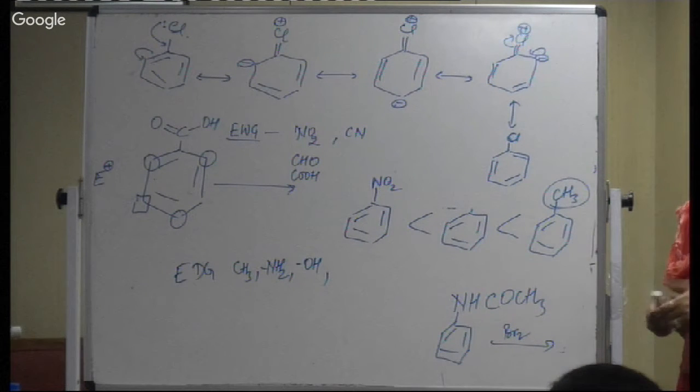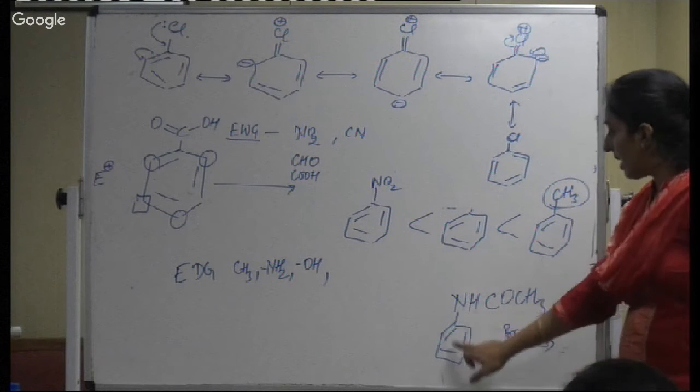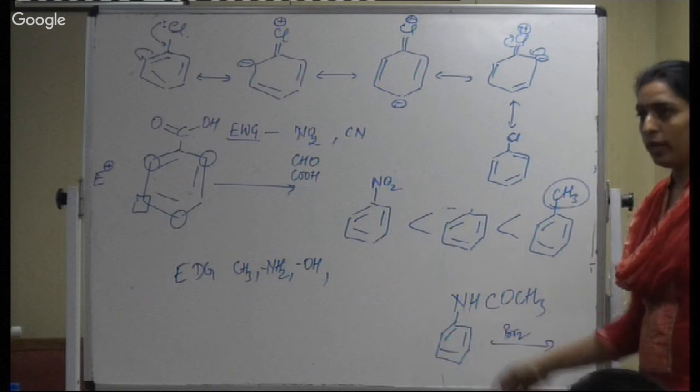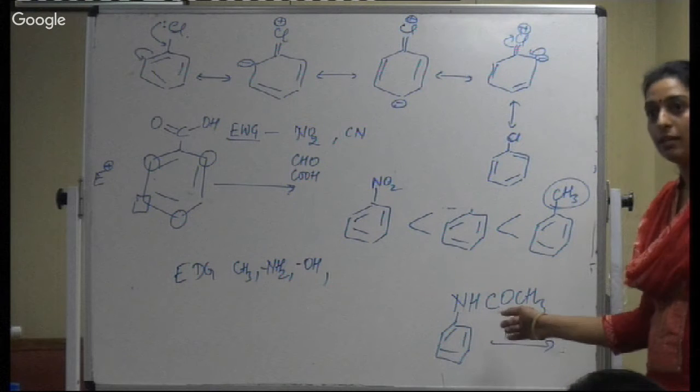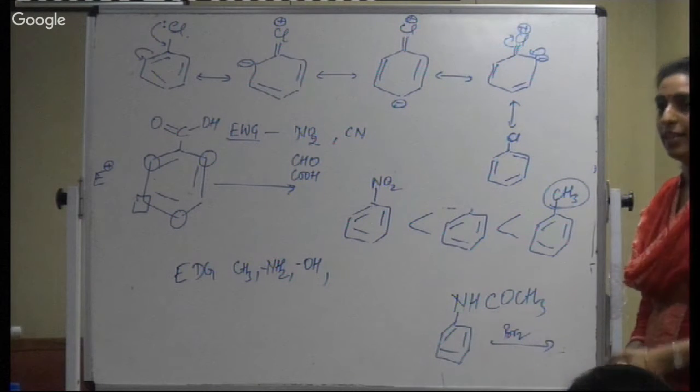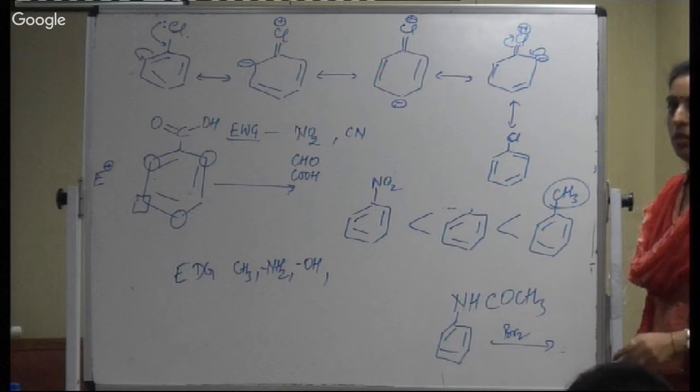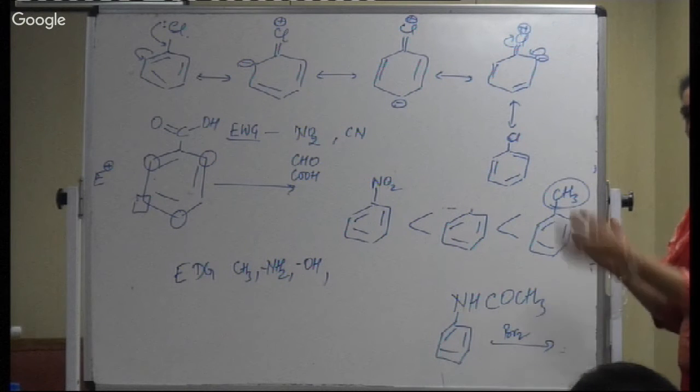I told you how to identify an electron withdrawing group. The atom which is attached to the ring should have a multiple bond. Do you think it has a multiple bond? No. It is ortho-para directing. It is an activating group. Ortho-para. Either you will get ortho or para.